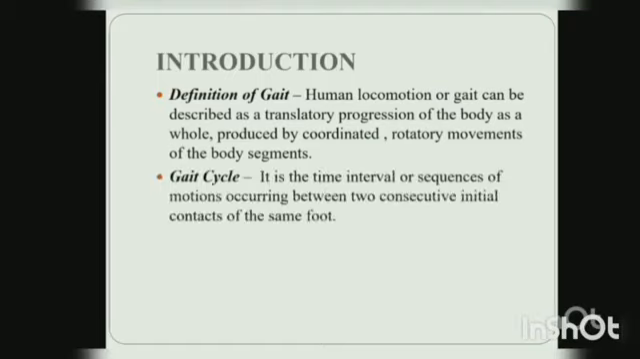Now, what is gait cycle? It is the time interval of sequences of motions occurring between two consecutive initial contacts of the same foot. In a gait cycle, one foot is always in contact with the ground, and there are two periods of single leg support and two periods of double leg support. The gait cycle is a description of what happens in one leg. We can say a gait cycle spans two successive events of the same limb, usually initial contact of the lower extremity with the supporting surface.